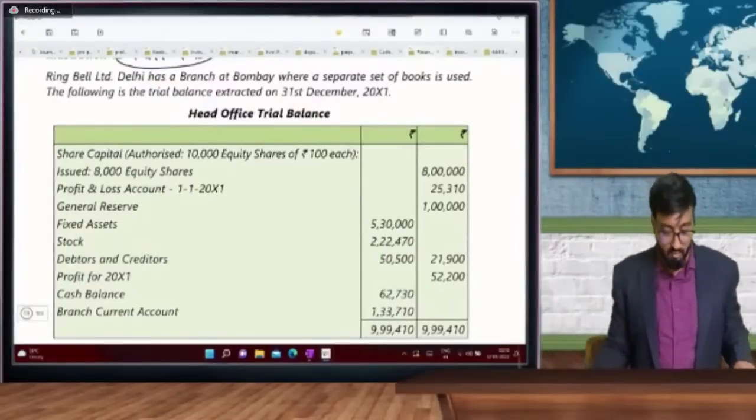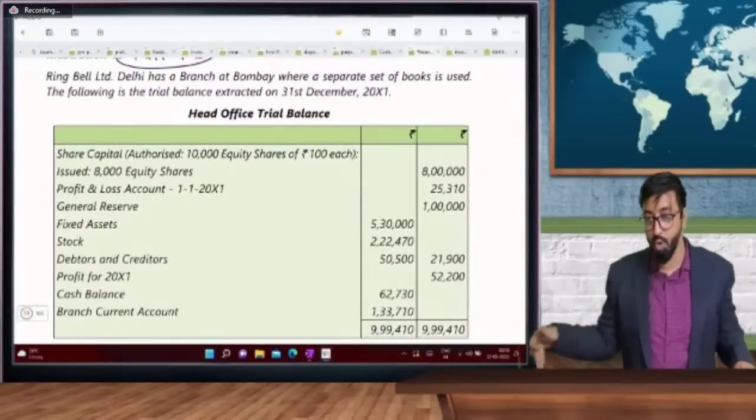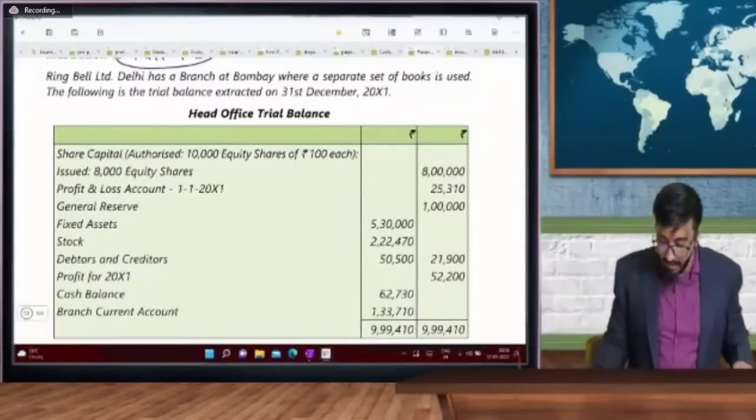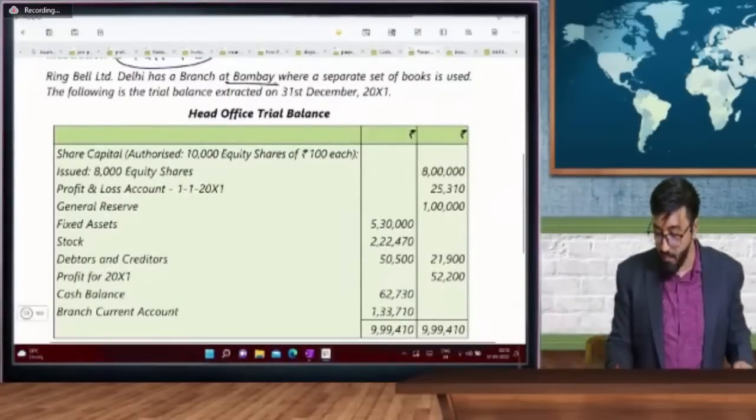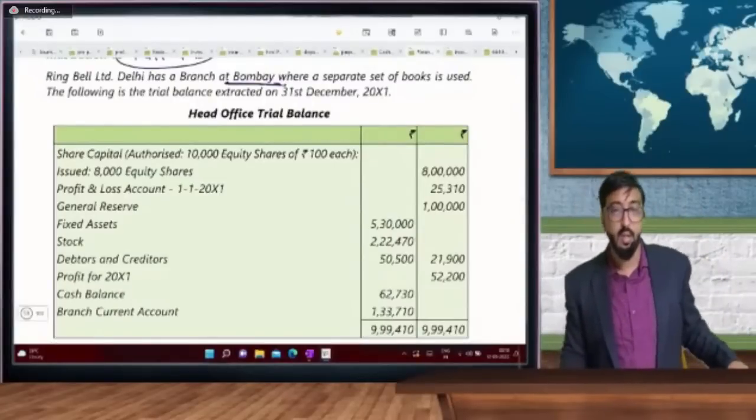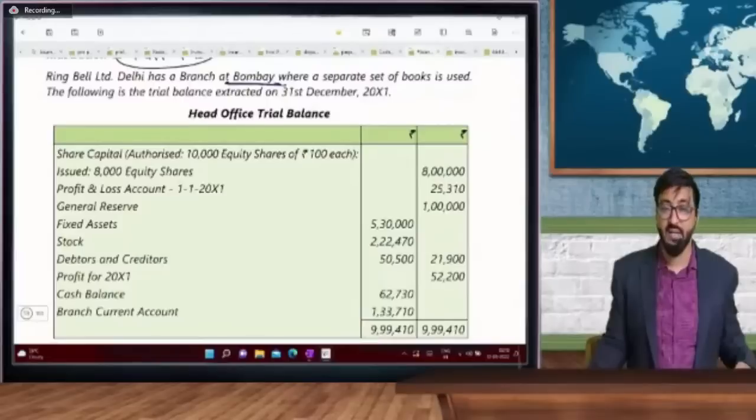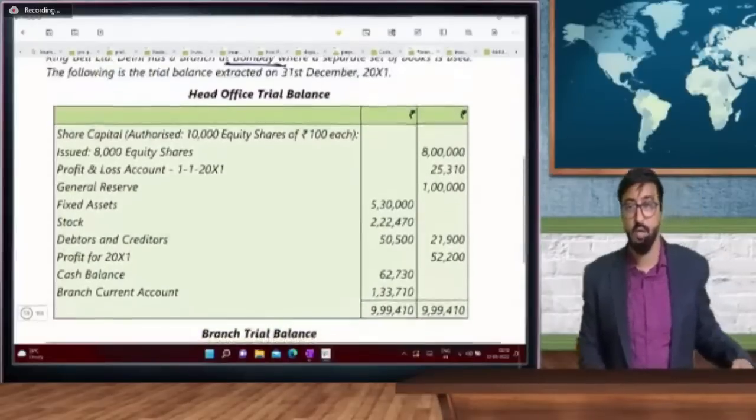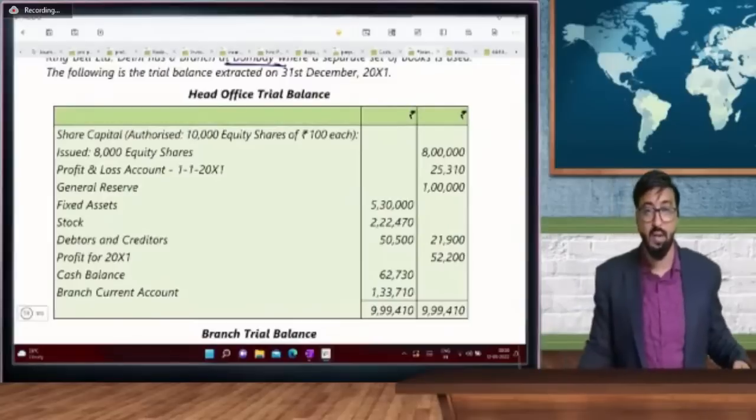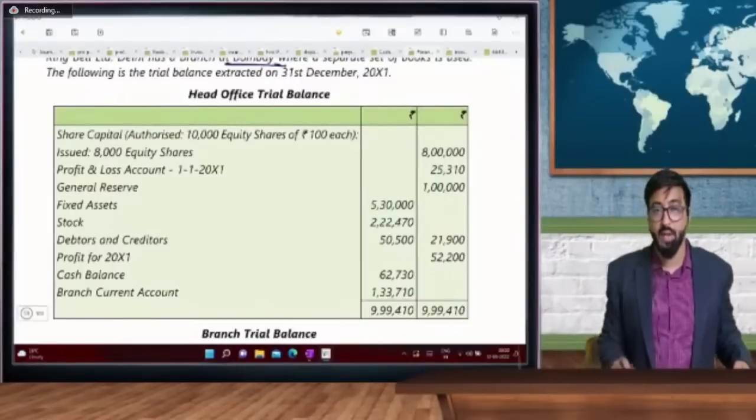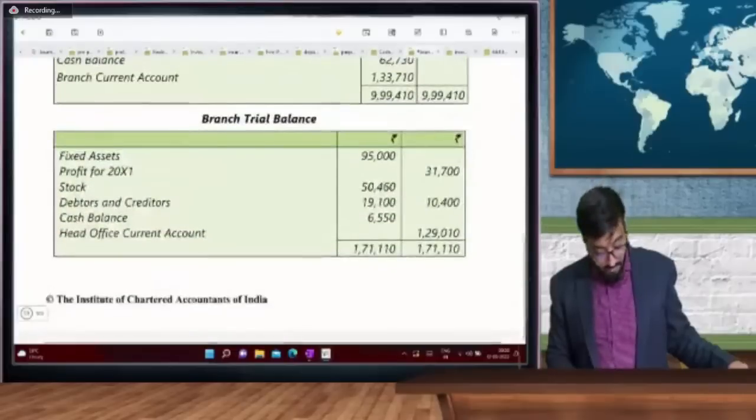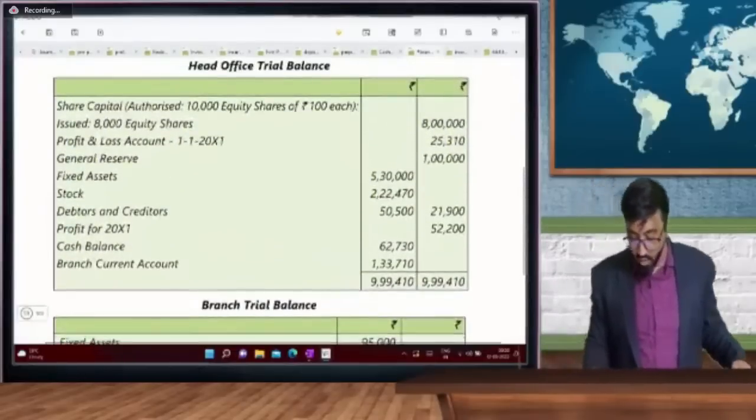TYK means practical questions after module, after study material illustrations. There are TYK. Ringbell Limited, Delhi has a branch at Bombay where a separate set of books is used. The following is a trial balance extracted on 31st December 2001. Now see here, all nominal accounts are not there, because the profit and loss account is already prepared by the branch. Yes, the profit and loss account is also prepared by the branch.